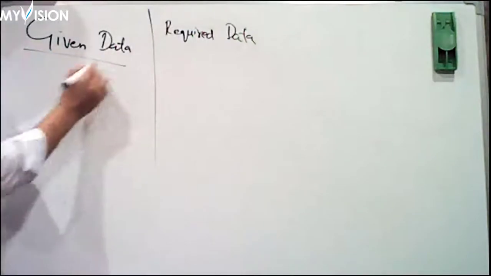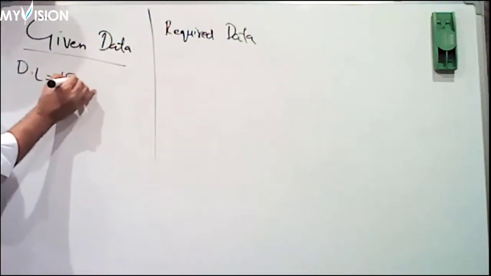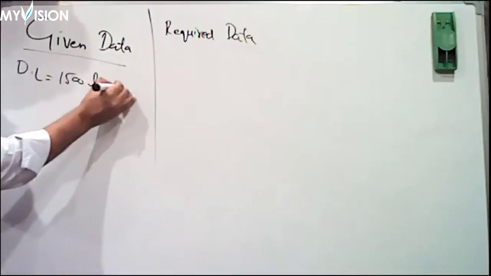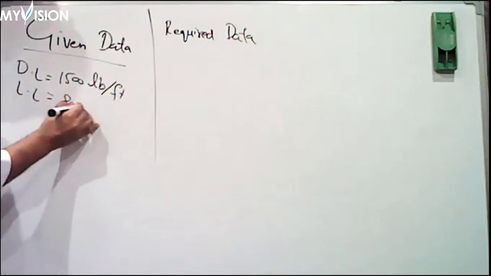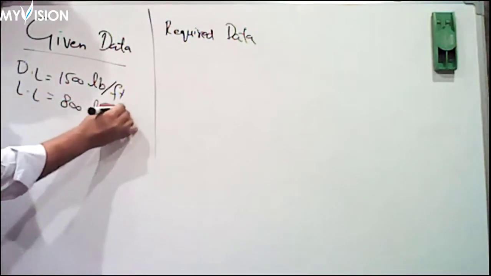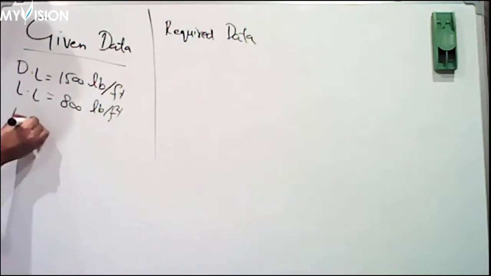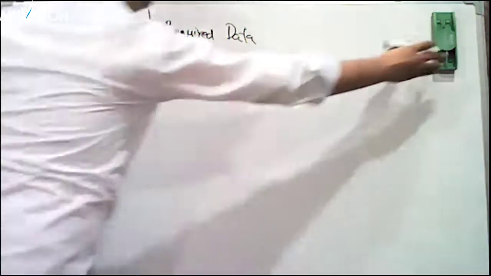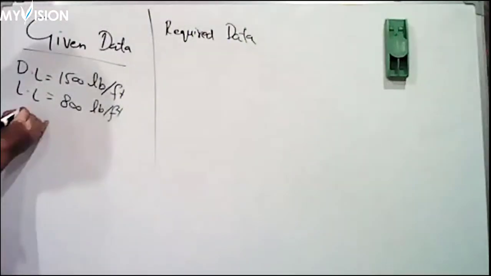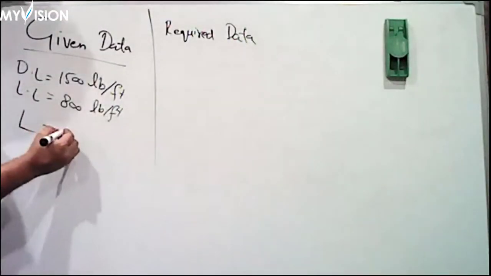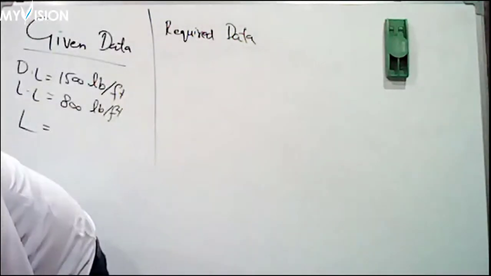The data which is given to you is that the dead load is equal to 1500 pounds per feet and the live load is equal to 800 pounds per feet, and the length of the beam is equal to 20 feet or 24 feet. Let me check.